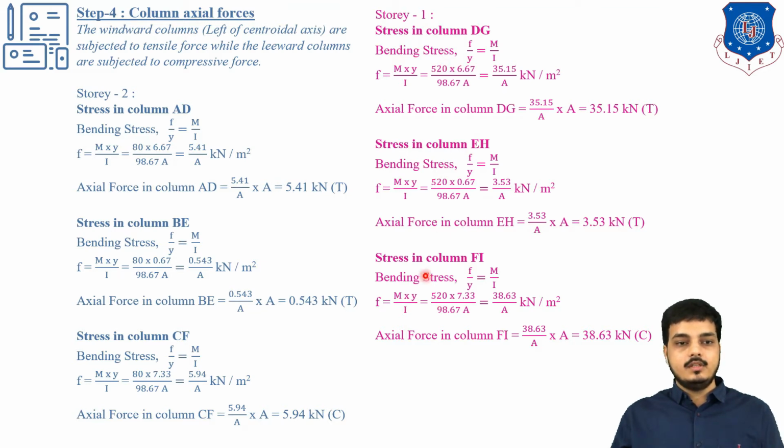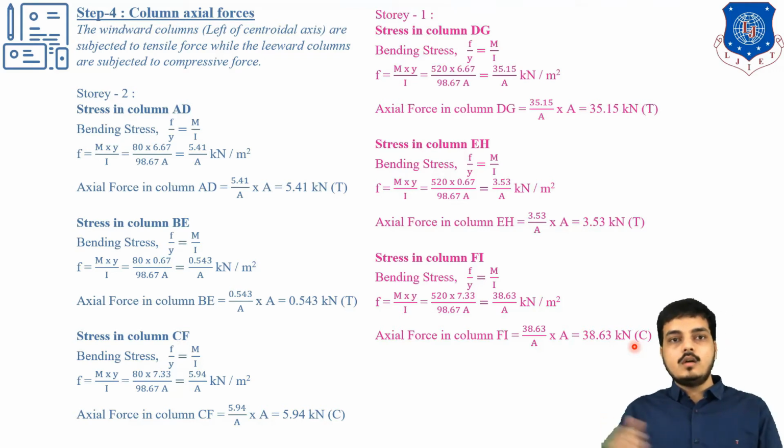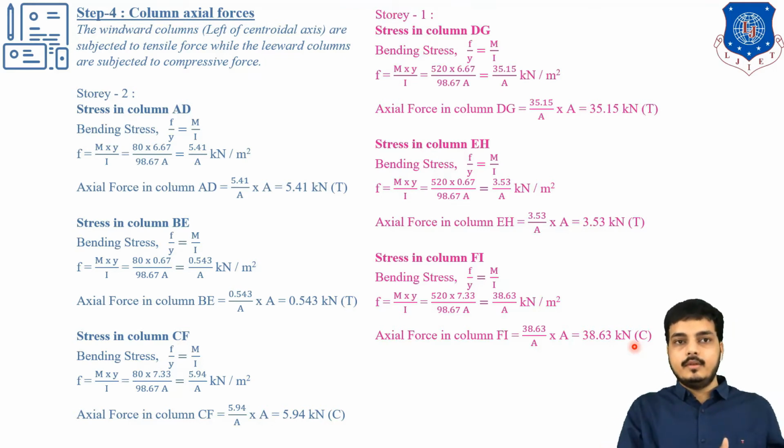So just the moment has been changed, remaining values are similar, you can see over here. With respect to that, we can find out the forces in each of the columns. With the help of this, I have found out the axial force in the particular column. Now from now onwards, all the steps are much similar to the previous sum, called the Portal method.